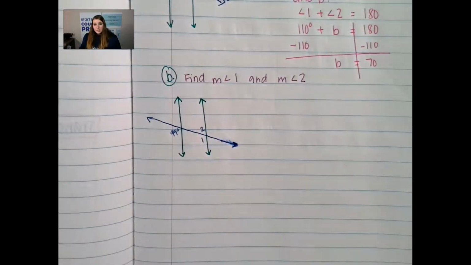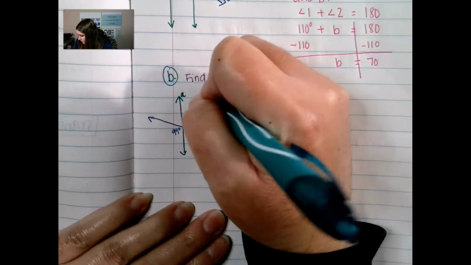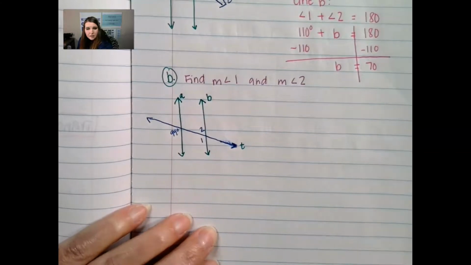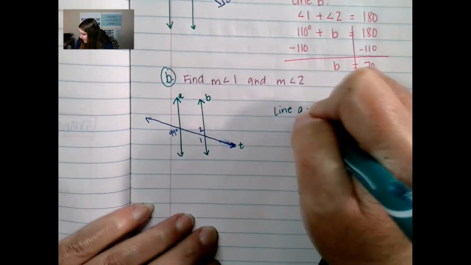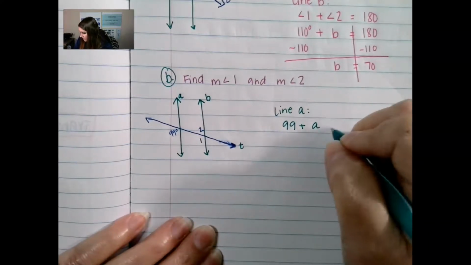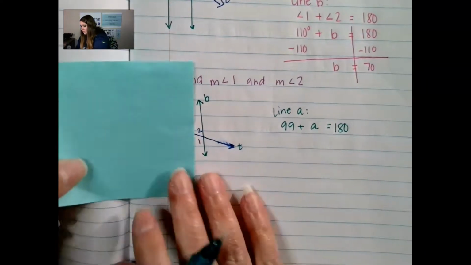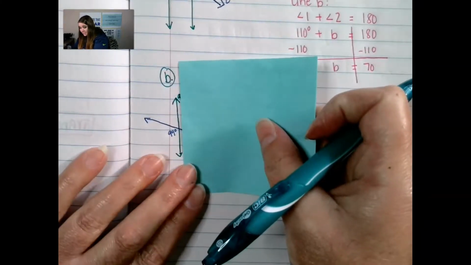So again, we're going to look at this and say, oh my gosh, Miss Englander, those are just two straight lines cut in half. I know, two straight lines, those are going to equal 180. There's my lines right there, A, B, and T. All right, so line A says 99 plus some unknown equals 180, because again, it's just a line. And over here, again, it's just a line.